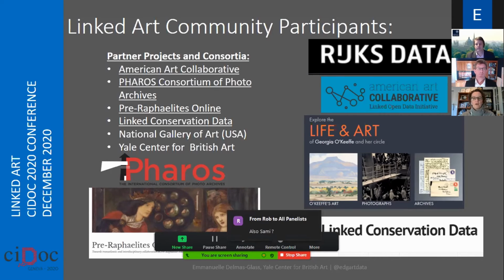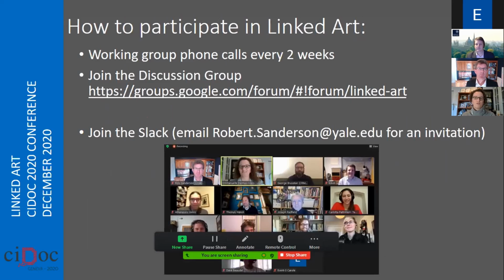We have connections with the linked conservation data project headed by Athanasios Velios, who is on this panel. And of course, I could not mention the Rijksmuseum as a segue into the Van Gogh Worldwide project that Michael will be telling us about in a minute. Essentially, I hope I'm not stealing Michael's thunder, but the Rijksmuseum is using the linked art data model to provide data on to that project.